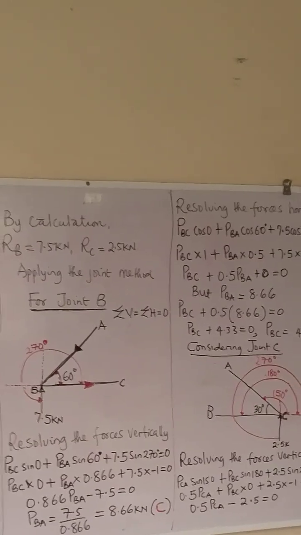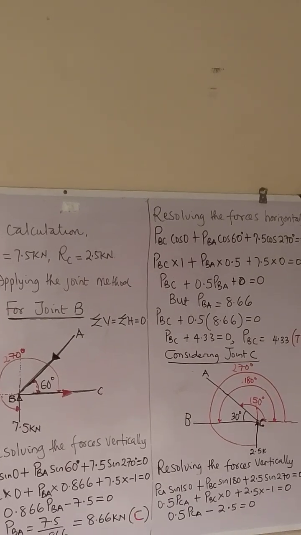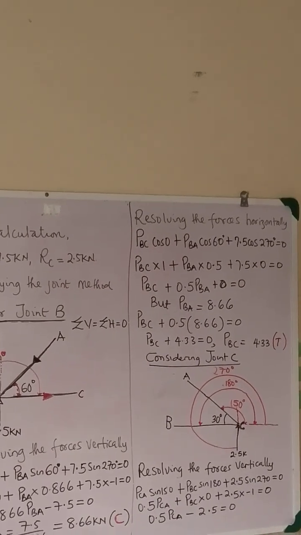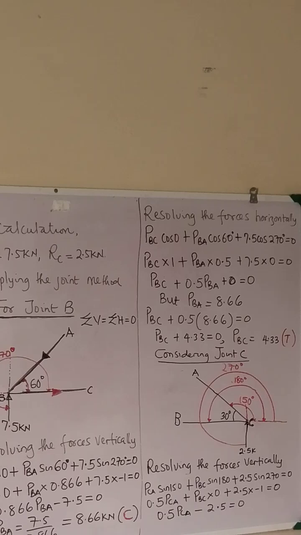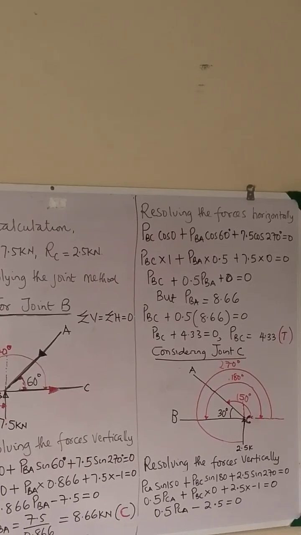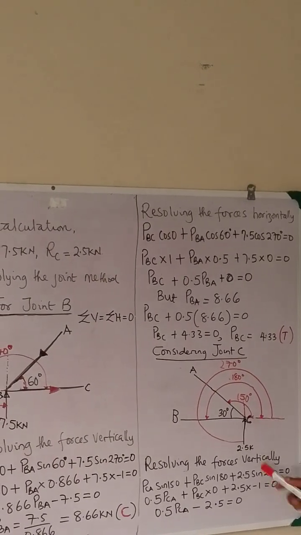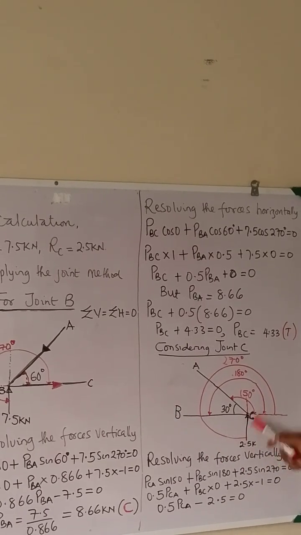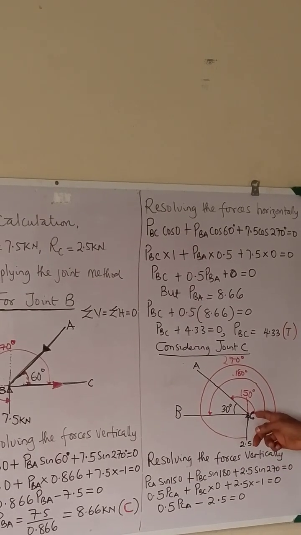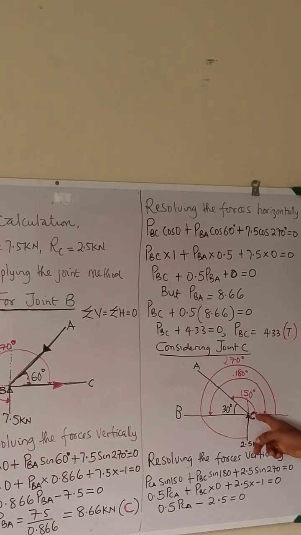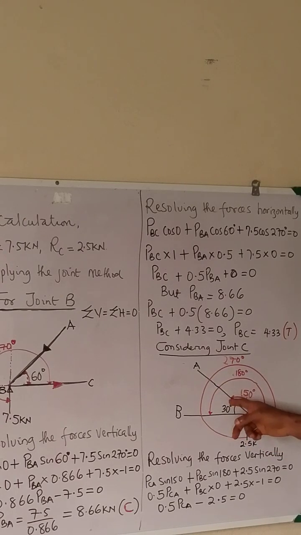And so since we've gotten this, we still do the same thing we did for joint A. First, we have to determine the angles so that we can do a resolution of forces. And so to determine the angle between B and C, let's look at it. First, we take this one down to where the force is, that is member CA. If you take it from the positive side of X down to where the force is, it's going to be 150 degrees.